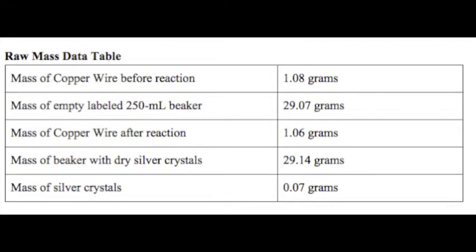Next, we have our raw mass data table, and the mass of the copper wire before the reaction is 1.08 grams. Mass of the empty labeled 250 milliliter beaker was 29.07 grams. The mass of the copper wire after reaction is 1.06 grams. The mass of the beaker with dry silver crystals is 29.14 grams, and the mass of silver crystals is 0.07 grams.